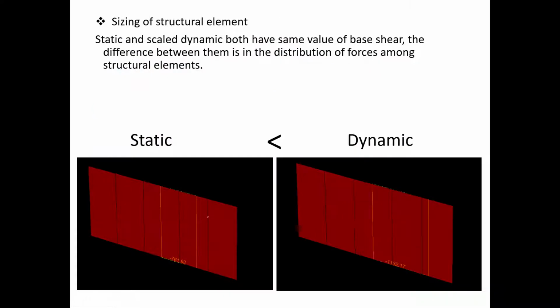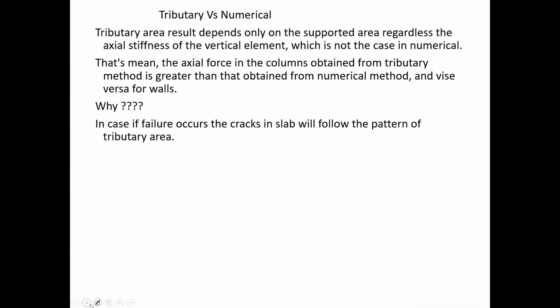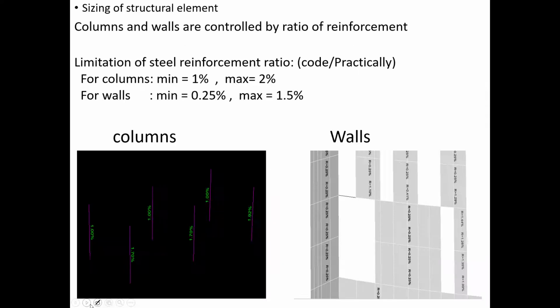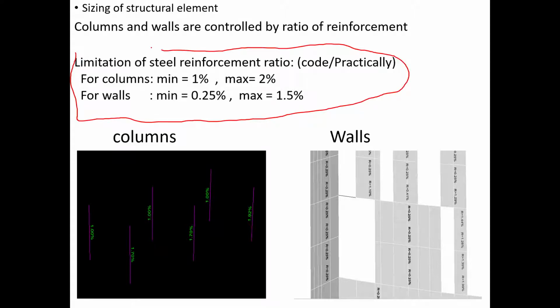Okay, we will add, as I said, the time history. These are the sizing of structure element for wall and column, tributary area versus numerical. We will check also. These are the limitation when we are going to use the sizing of our structure element. These are for column, and these are for wall. We must not exceed them.